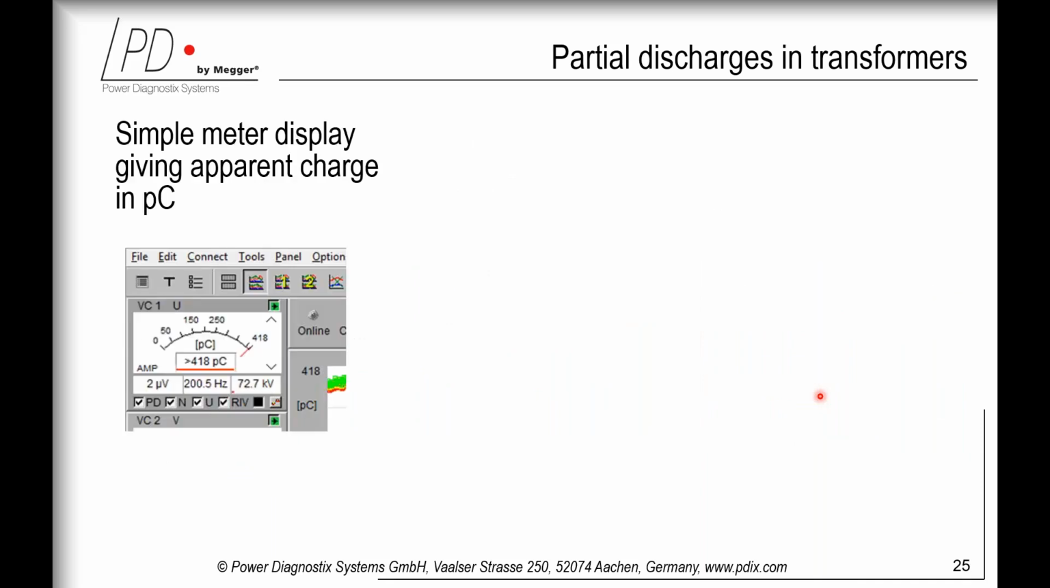Again, partial discharges are measured in picocoulomb, and they are referred to as apparent charge, since there may be a deviation between the real discharge at the origin and the received one at the terminal. For simple pass or fail testing, as part of a factory acceptance test, the shown meter view is sufficient.